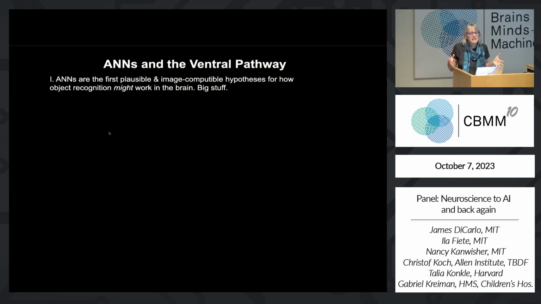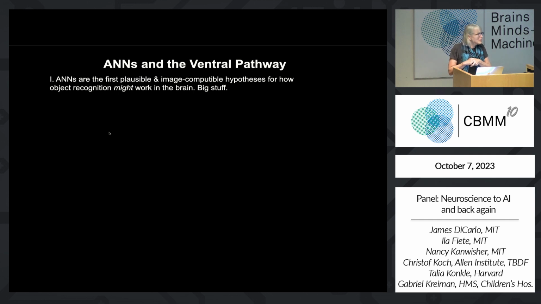Well, first, maybe you find some edges, and then maybe somehow you put those edges together and you find parts of objects, and then somehow you represent the relationship of parts to each other, and that's kind of like a description of object shape, and you compare that to something in memory, and that's object recognition. That was kind of the state of the theories at the time.